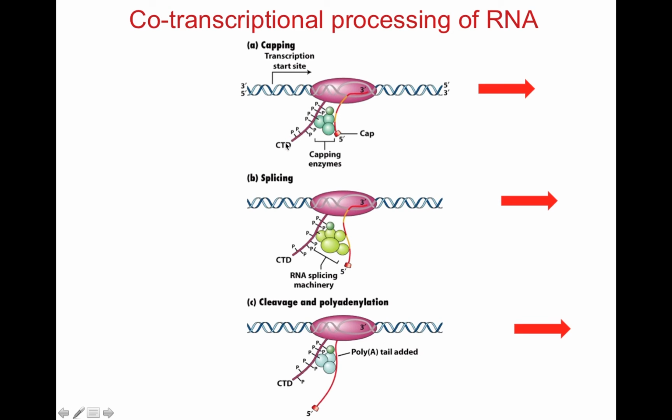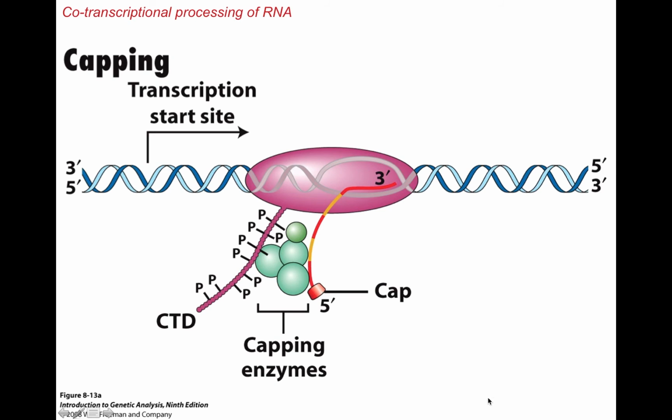This long squiggly purple line is the C-terminal domain of RNA polymerase. Notice that it has phosphates attached to it. When the 5' end is first produced, the CTD has one pattern of phosphorylation, and the capping enzymes bind. Later on, the pattern is changed, and the RNA splicing machinery binds, and later on, the pattern of phosphates is changed again, and the poly-A tail machinery binds. We're going to look at each one of these individually.